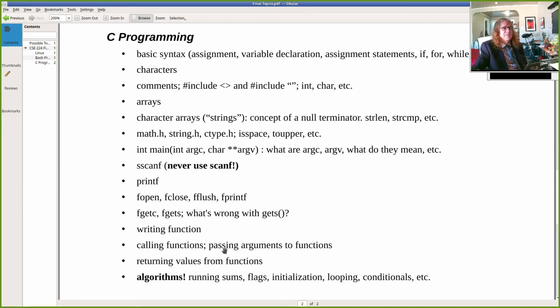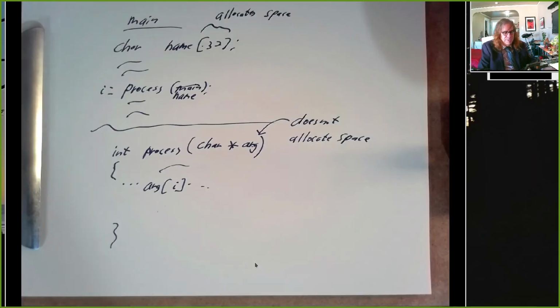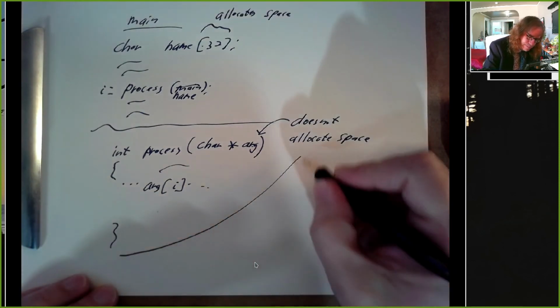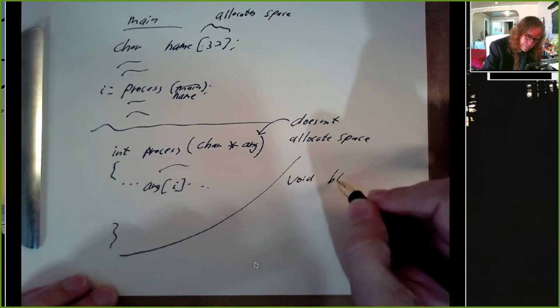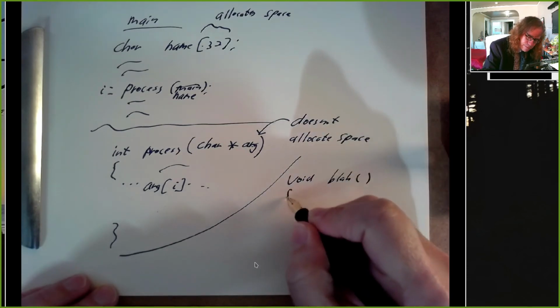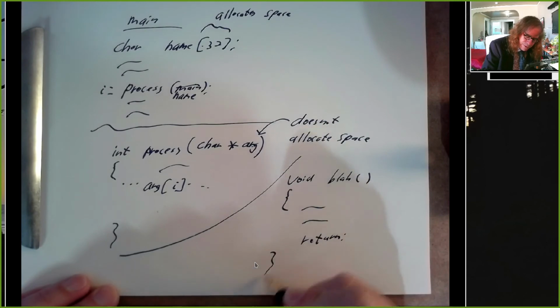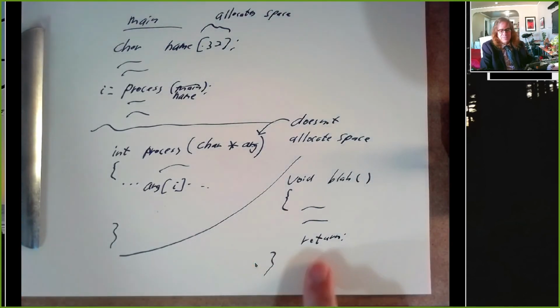All right, and then returning values from functions, just say return variable name. If you don't have a return value, if we have a function which is void, we can just say return with no argument after that, and it'll just return from our function.